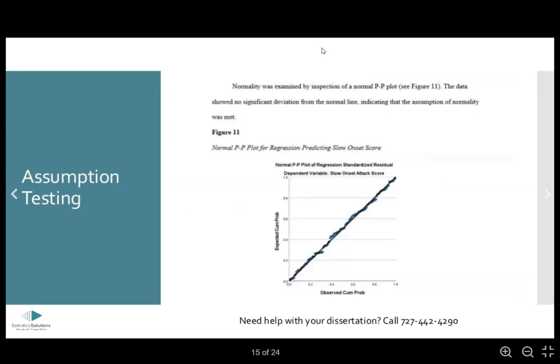So here's an example of presenting the data from these assumptions tests. In this case, this person was examining normality. To do that, they looked at a PP plot, and you can see that their data is plotted pretty consistently along the line. So the results of this test are that there's no significant deviations, indicating that normality has been met. So that's kind of the green light, depending on what test they're doing, if it's robust or not. But this is telling us, yes, I can go forward, my assumption is met, so I can move on with the analysis that I intended to do.